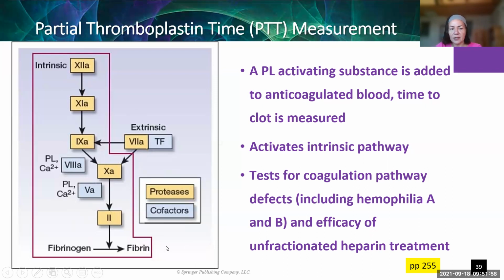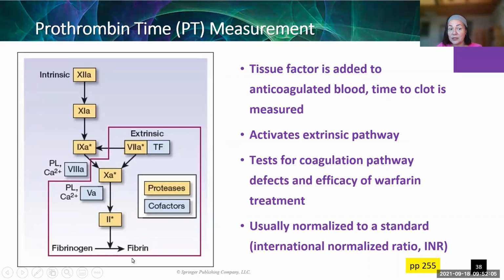Let me back up for a second. Notice the fibrin is the end result here, and so that's what we're looking for, and it's also the end result here. So in both tests, what you're looking for is the formation of the fibrin, the formation of the clot. What's different is which side of the coagulation cascade you are testing. The 2 sides of the coagulation cascade come together here at factor 10. The little a means activated.